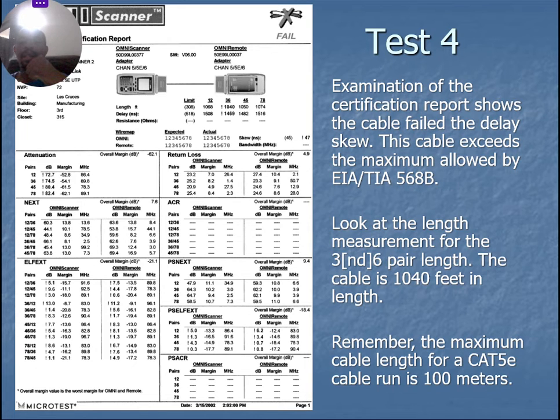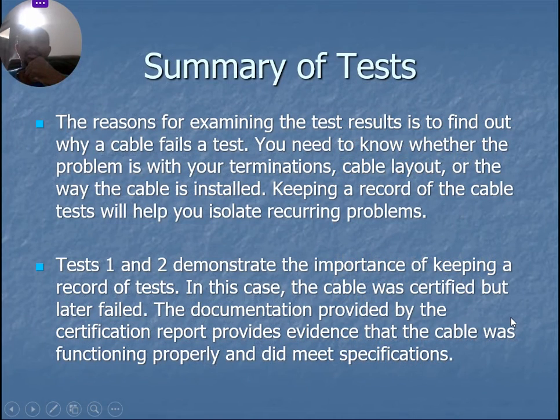So we look at the length measurement for the 3 and 6 pair length. Now the cable is 1040 feet in length. Remember, the maximum cable length for a Cat 5E cable run is 100 meters. So you go to test through the 100 meters and see whether the cable is performing according to what it's supposed to. Now here is the summary of this section.